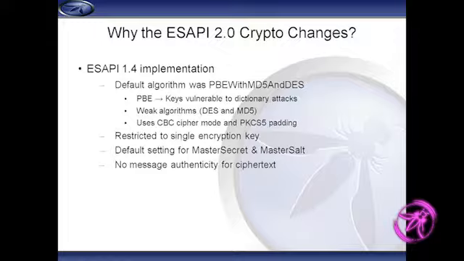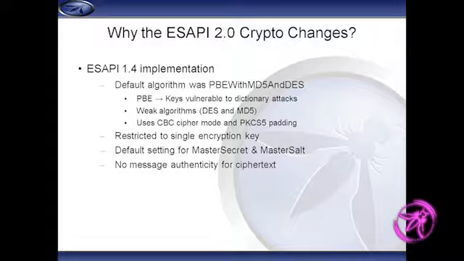In a later version of 1.4, we changed this to PBE with SHA-1 and DES EDE, which is triple DES. So it's a little bit better, but still not quite great. The other thing is that it uses CBC cipher mode and PKCS5 padding, which meant that it's prone to padding Oracle attacks, which I'll talk about later.